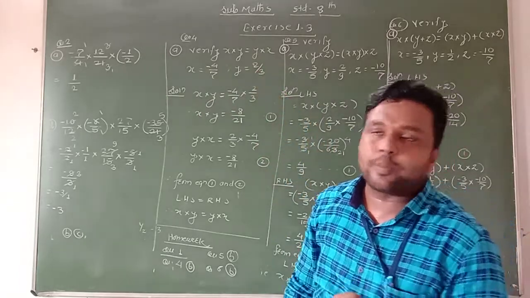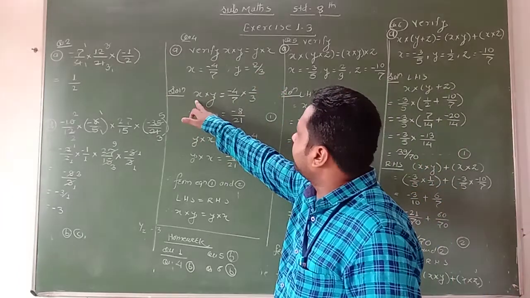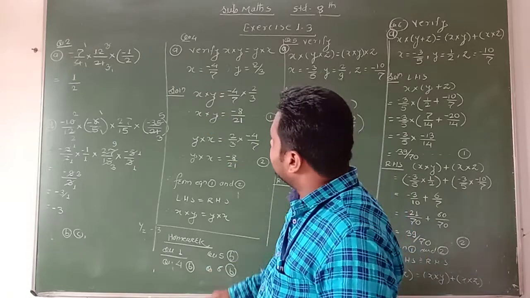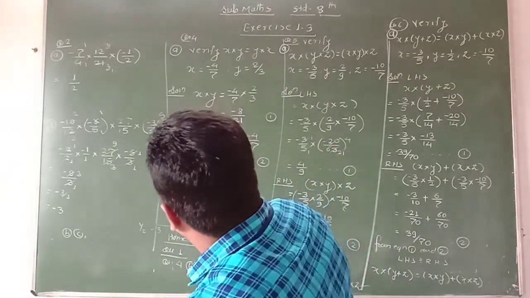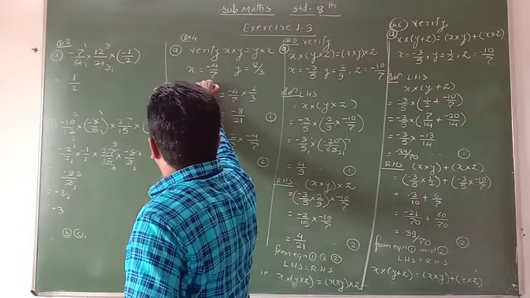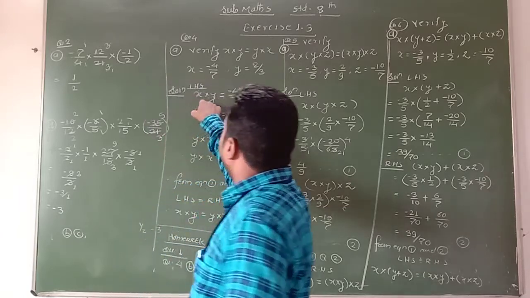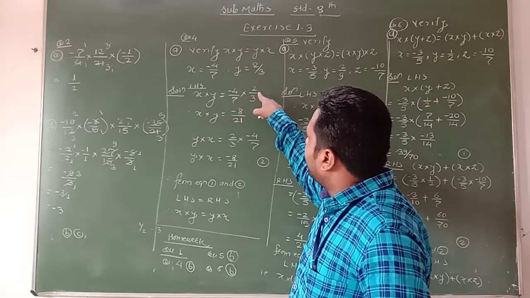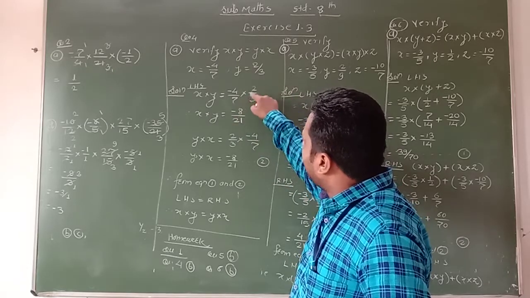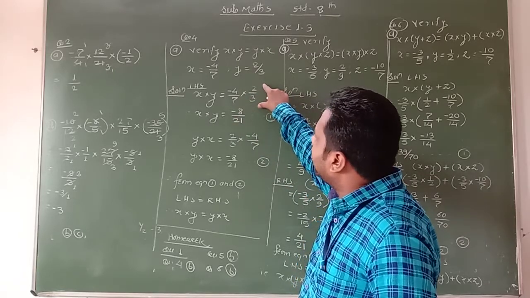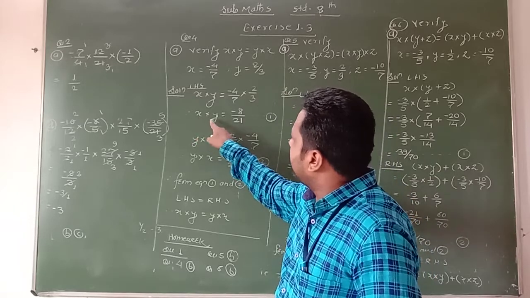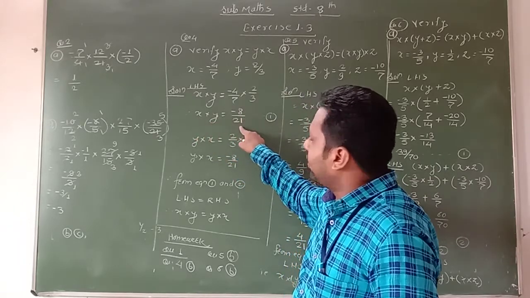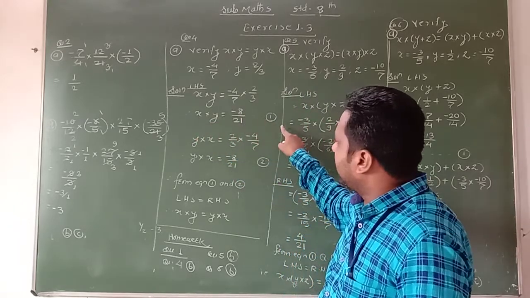To verify the property, first we write the left hand side. Therefore LHS is equal to, what is LHS here? Left hand side of the equation, that is x into y is equal to minus 4 upon 7 into 2 upon 3. In that there are no common terms in the numerator and the denominator. Therefore x into y, this product is minus 8 upon 21. This is equation number 1.